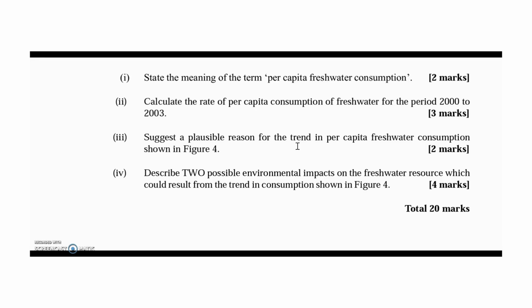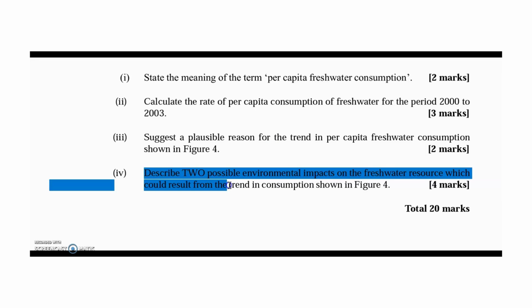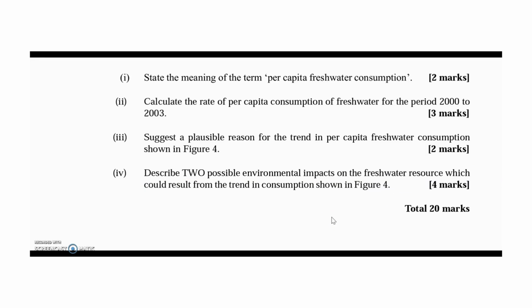All right. Because in today's world, people don't only consume for basic necessity. We also consume resources for the purpose of recreation, for the purpose of wants, for the purpose of desires, you name it. And all of which can actually fall within the overall context of consumption. Okay. Now describe part D two possible environmental impacts on the freshwater reserve which could result in a trend in the consumption shown in figure 4. I actually meant which can result from the trend.